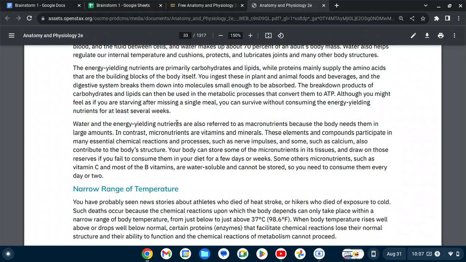Water and the energy-yielding nutrients are also referred to as macronutrients because the body needs them in large amounts. In contrast, micronutrients are vitamins and minerals.